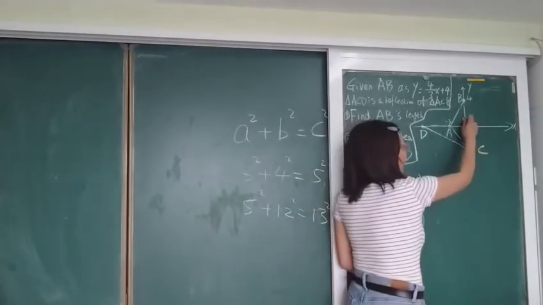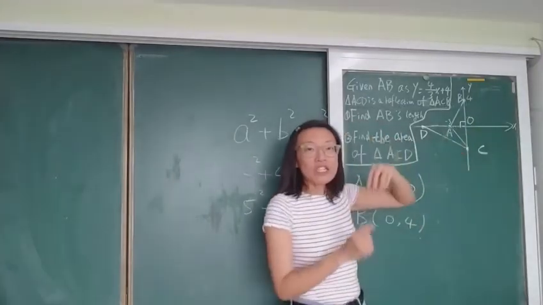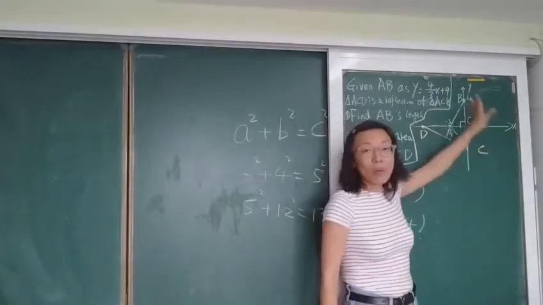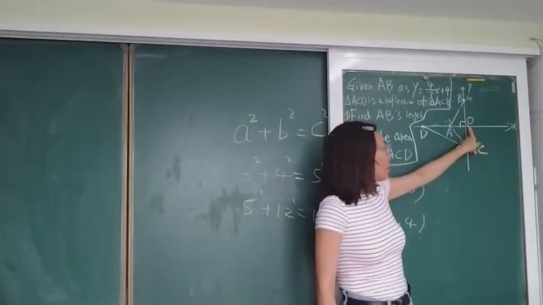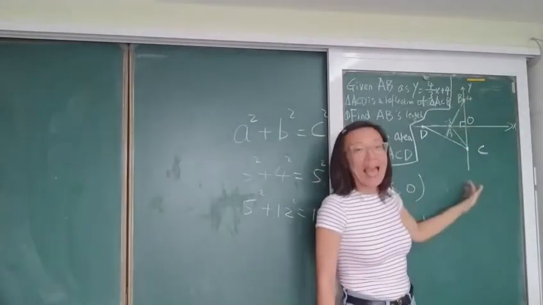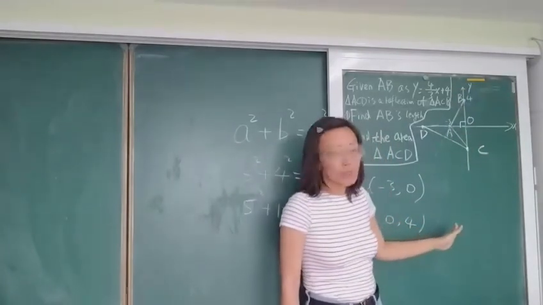How do I know this is a 90-degree angle? Because it is the intersection of the x and y axes. By definition, at the origin the x and y axes are perpendicular.